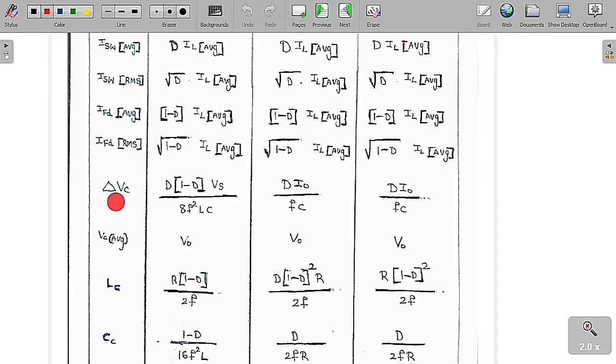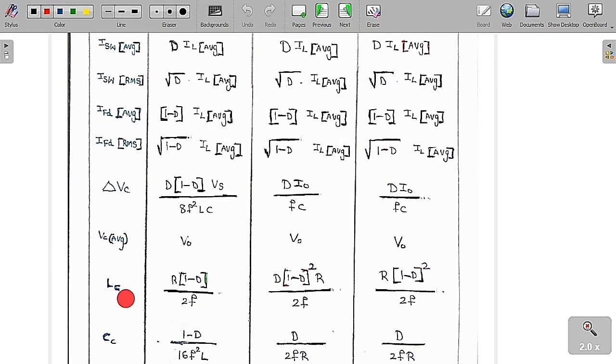The amount of change in capacitor voltage, or the output voltage, in the buck converter is D into 1 minus D Vs by 8 F square LC, in the boost converter it is D I0 by FC, and in the buck boost converter it is D I0 by FC. The average value of the capacitor voltage is V0 in the buck converter, the boost converter, and the buck boost converter.